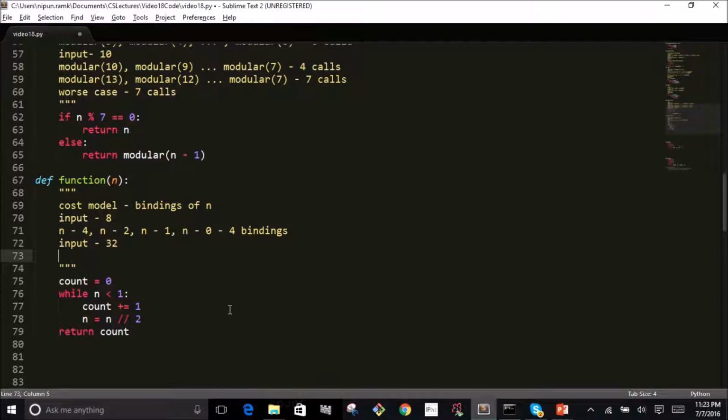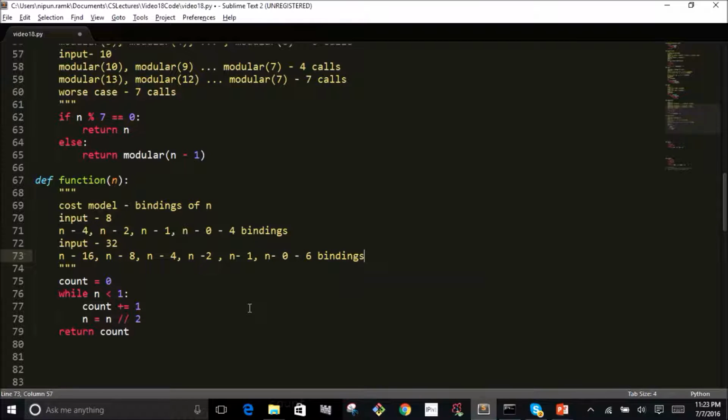So if we have an input of 32, we have n is equal to 16. We have n is equal to 8. Then we have n is equal to 4. Then we have n is equal to 2. Then we have n is equal to 1. And then we have n is equal to 0. So this ends up being 6 bindings.